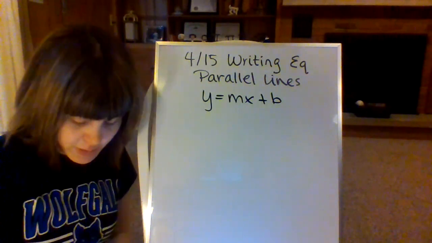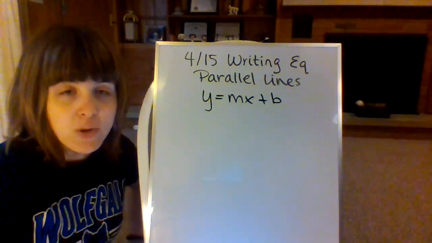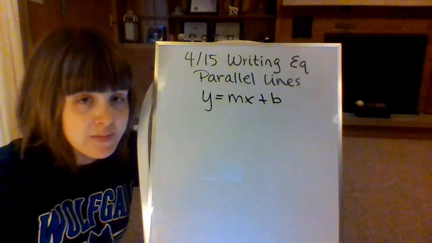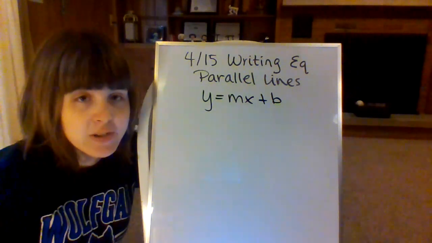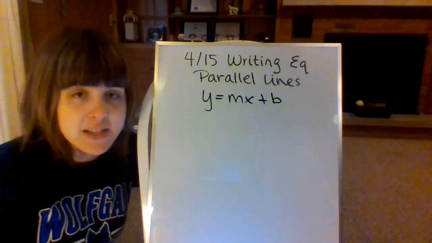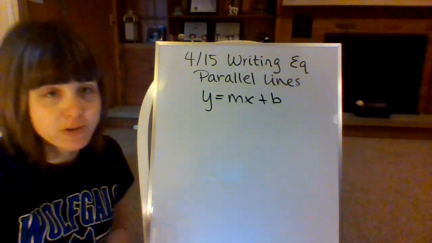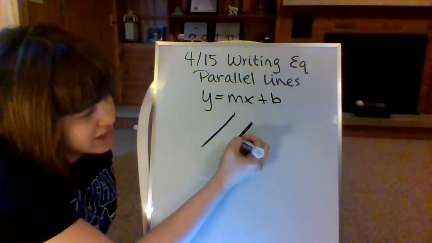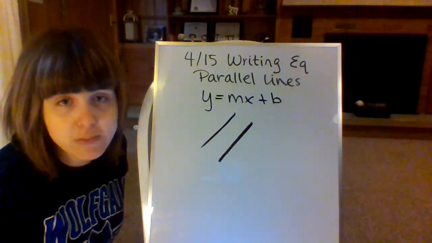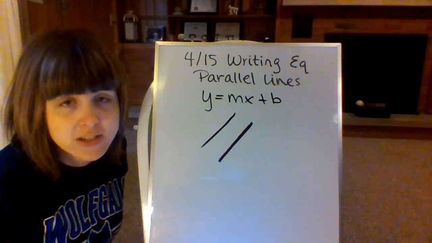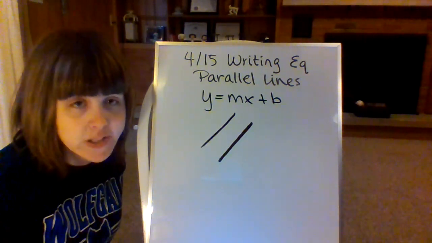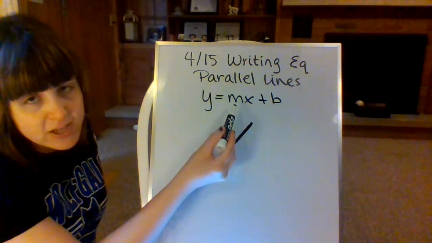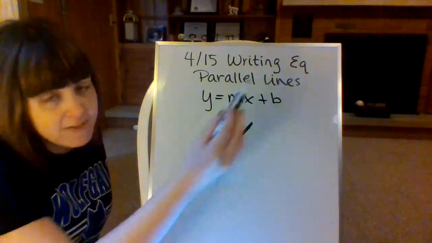I don't know if you remember that or not, but we're going to be using this equation again today, y equals mx plus b. But we're going to write equations of parallel lines. Now, parallel lines look like railroad tracks, or like this. Parallel lines have the same slope and they never cross. So that means they also have different y-intercepts. Same slopes, the m value will be the same in these equations, but the b value will be different.